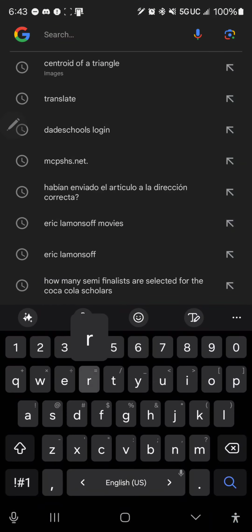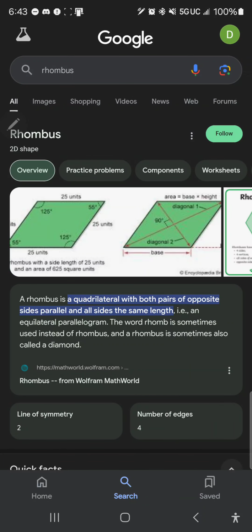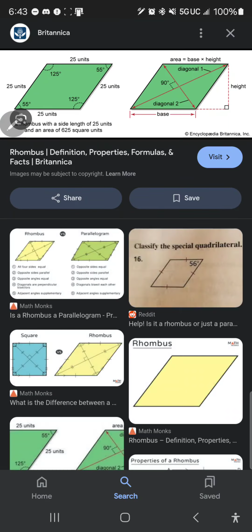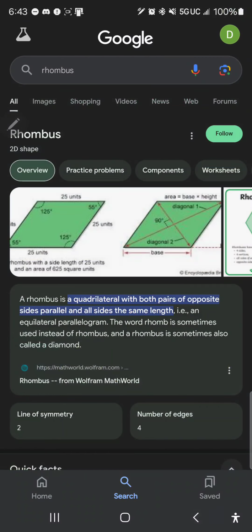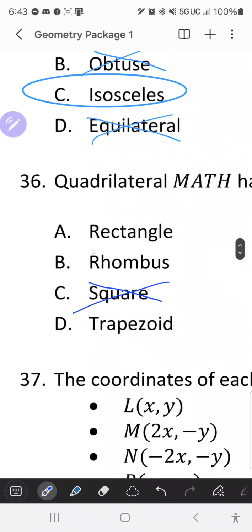Wait, I got confused for 1 second. Yeah, but you see, the four sides need to be equal. So this is not a rhombus even.